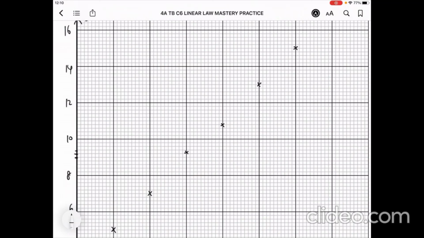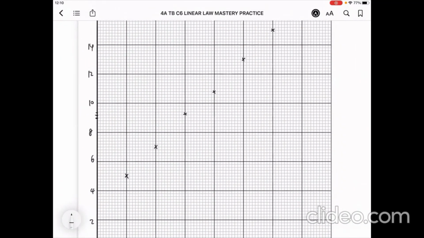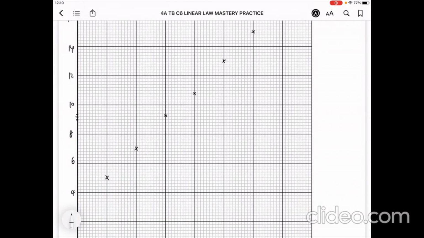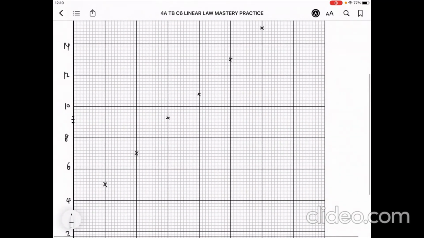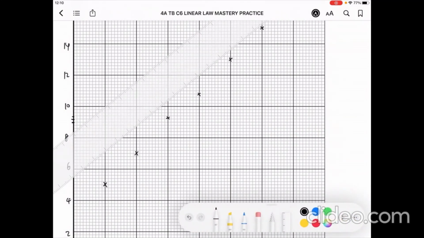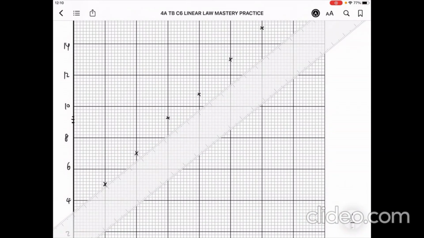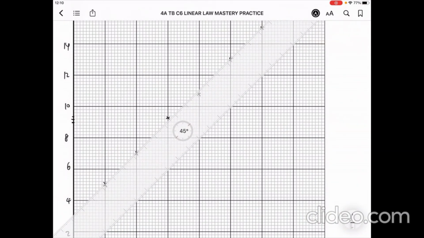So my graph is okay. Now let's plot the line of best fit. I look at it, I think your best fit should be here. This point is a bit off. There's one point, the 9.3, that is a bit off.